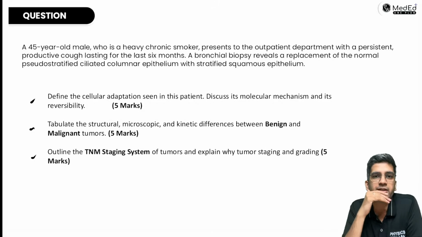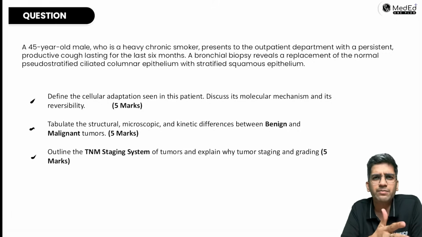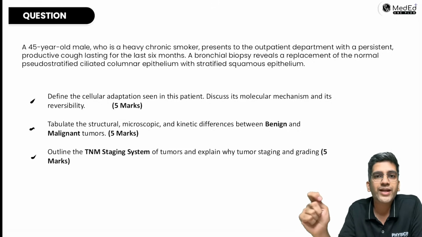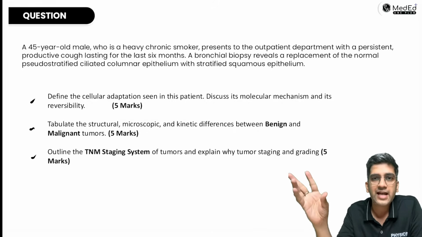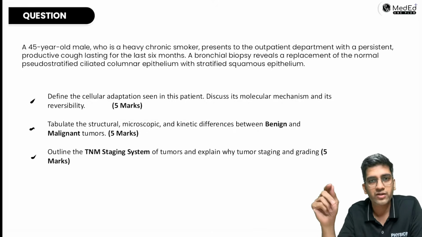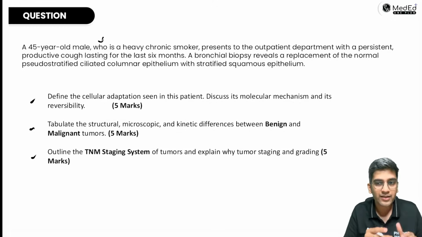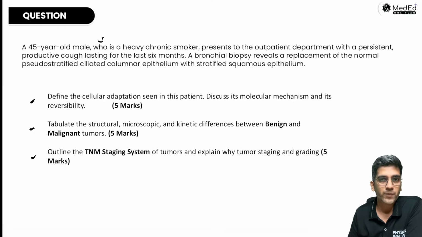Okay, great. Can anyone tell me what's the answer here? What is the problem happening here? What's the cellular adaptation happening here? It's a very simple question. Because in a long answer question, in a scenario based question, you have to get the answer correct. If you get the answer correct, most of them are sorted. If you miss this answer, then the entire subdivisions might go wrong.